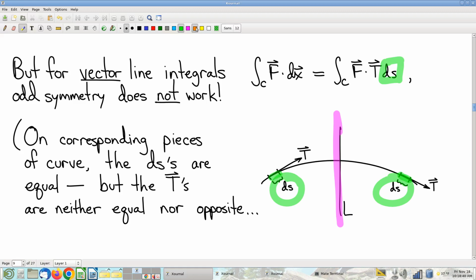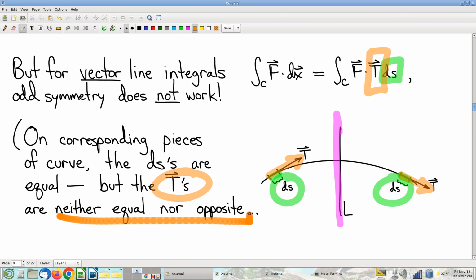But look at the tangent vectors. The unit tangent vector, that's part of how we do these computations. Those unit tangent vectors are just different. They're not equal to each other like the ds's are. They're not negatives of each other either, like you would expect with odd symmetry. Maybe the vector field would need to be the negative or something like that. They're just different. They're irreconcilably different. So we're dead in the water. There is no theorem at all, and there couldn't be. Does that make sense to everybody?